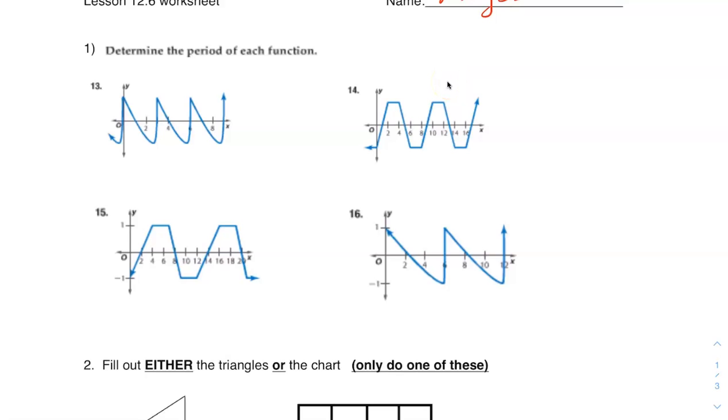So if we look at this first one here, let's start. You pick anywhere to start. I'm going to start right here. And how long does it take to reset itself? So you want to go down and up and then there. After that, it's the same pattern over and over again.